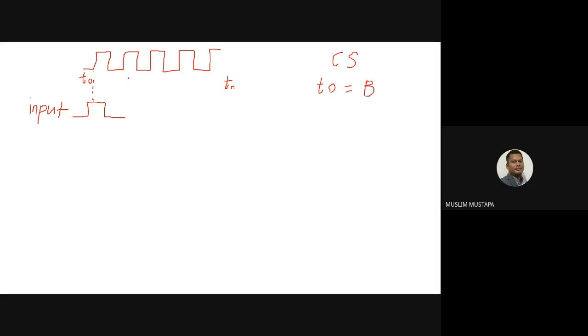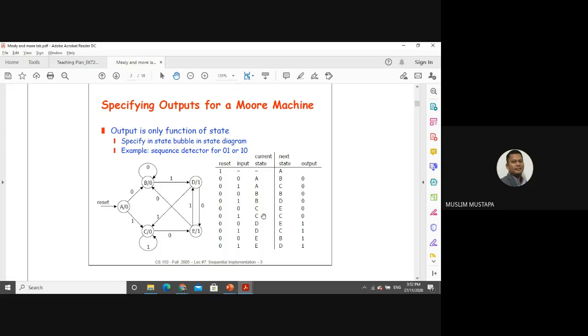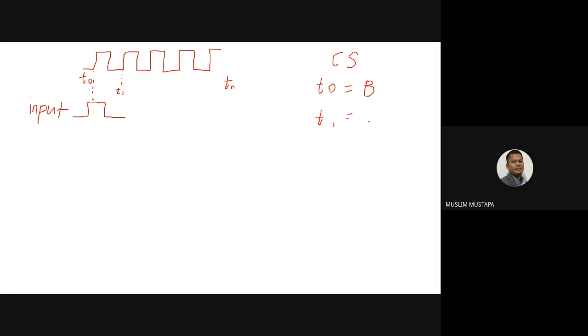Input is low at the next clock cycle, at T equal to 1. At T equal to 1, we are now in the D state, because when the input was high, the next state is D. So now we are at the D state. This is the current state, and this is our output.